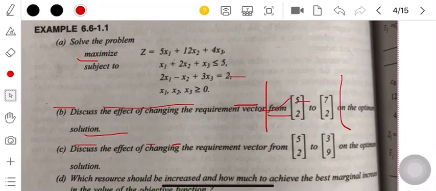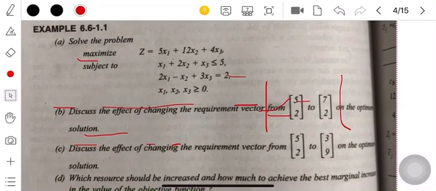So here we have to solve this problem. Now discuss the effect of changing the requirement vector from 5, 2 to 7, 2. Here you can see this is 5 and 2. Now this has changed to 7 and 2, meaning this has been changed. We have to find the optimal solution. Then discuss the effect of changing the requirement vector from 5, 2 to 3, 9. We have changed 5 to 3 and 2 to 9. This is the second case.